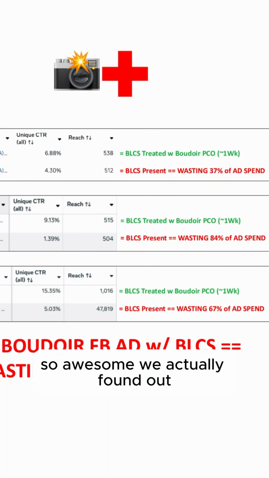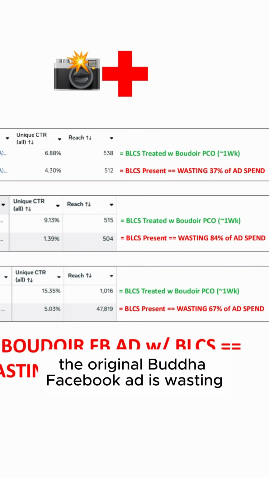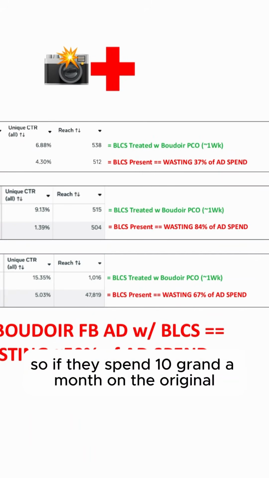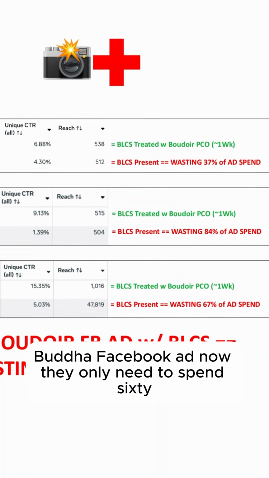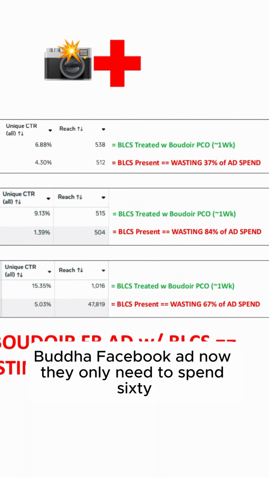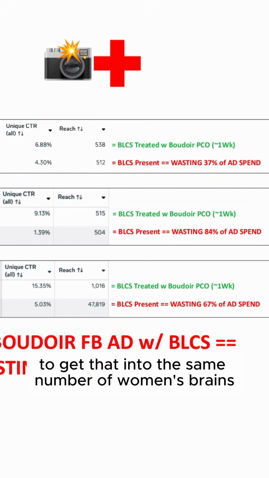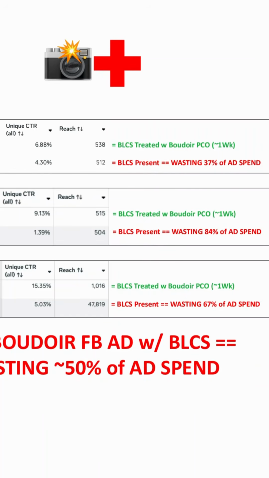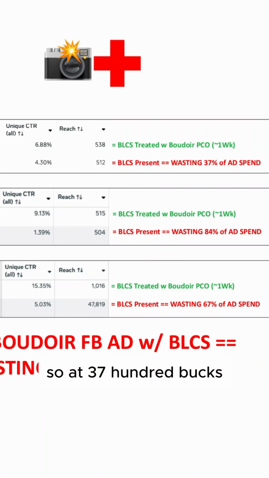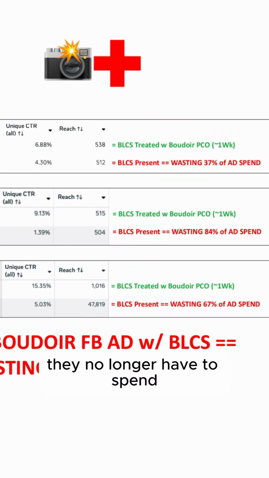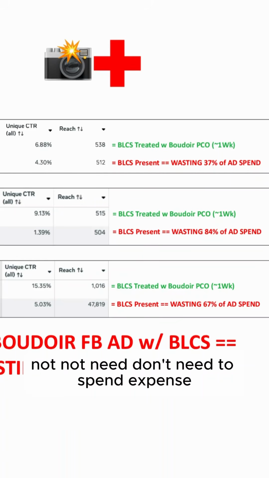So awesome. We actually found out the original Boudoir Facebook ad is wasting 37% of ad spend. So if they spend 10 grand a month on the original Boudoir Facebook ad, now they only need to spend $6,300 a month on the new Boudoir PICO treated ad to get into the same number of women's brains. So at $3,700 difference between the two, they no longer have to spend. They pocket that as a don't-need-to-spend expense.